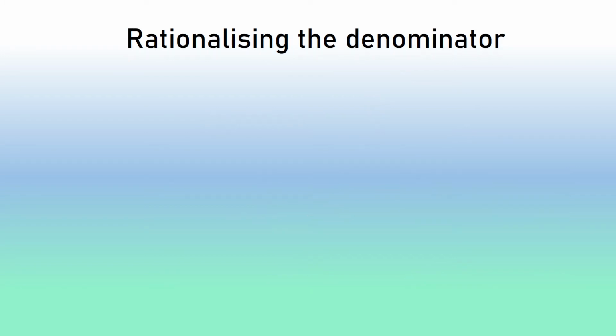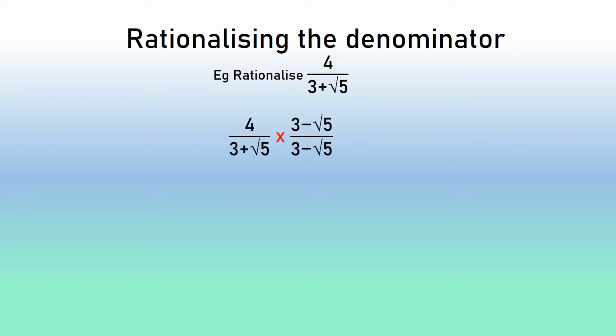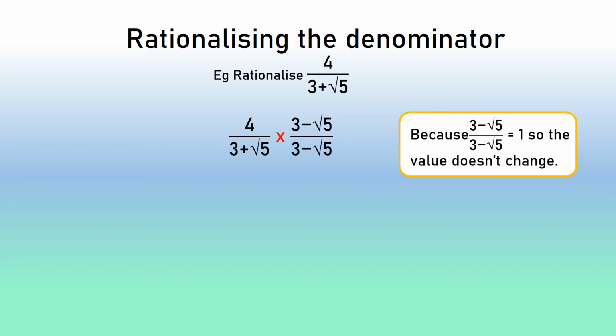So another example, slightly more complicated this time. We're going to rationalise 4 over 3 plus root 5. So this time, instead of just multiplying by a root over a root, because we've got 3 plus root 5 on the bottom, what we're going to do is take that, change the sign to a negative, and multiply by 3 minus root 5 over 3 minus root 5. And hopefully the reason that we've done that sign change will become clear in a minute. And again, it doesn't change the value of the fraction because 3 minus root 5 over 3 minus root 5 is 1.